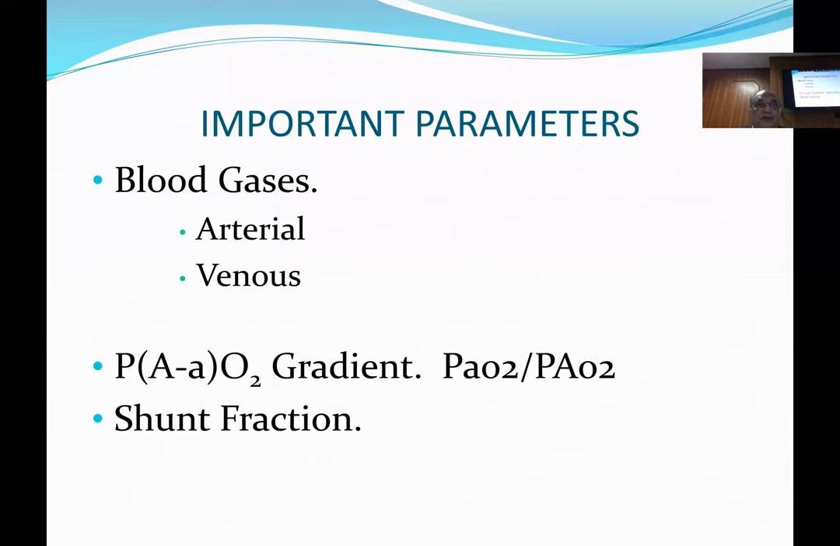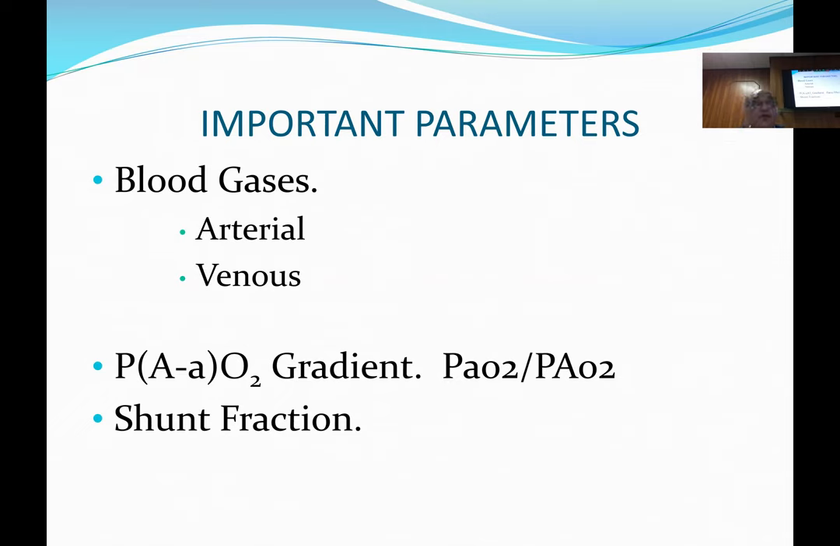An important parameter to look at from the very beginning is the blood gas. Always take the arterial sample and venous sample, because unless you look at both centers, you cannot assess how much oxygen has been taken by the tissue. That is called VO2, right? Very important, because DO2 delivery might be normal, and we don't know how much oxygen has been extracted by the tissue.